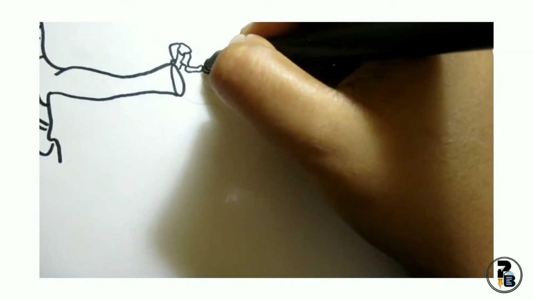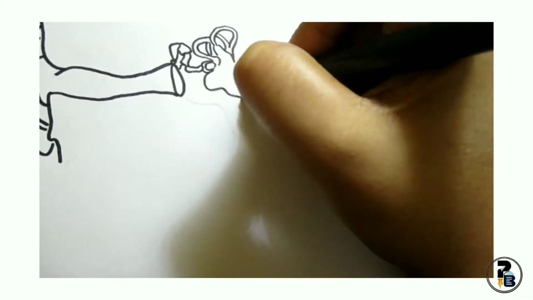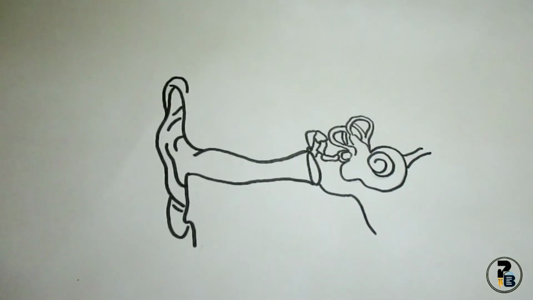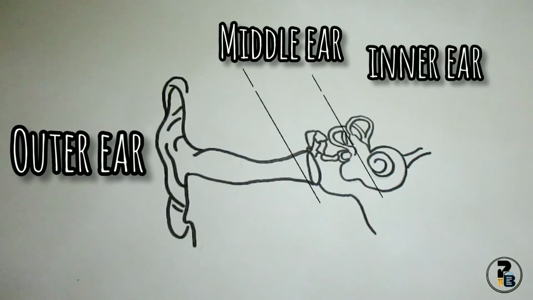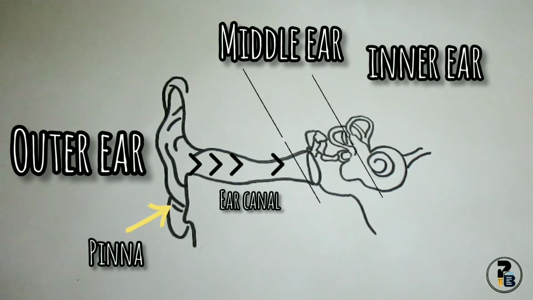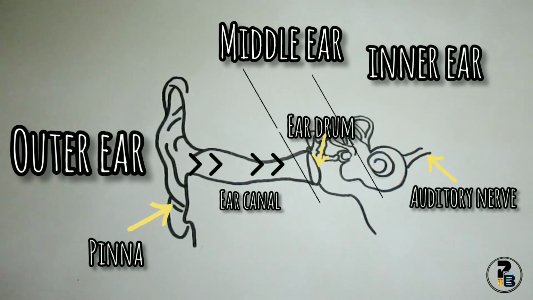The ears perform two sensory functions: hearing and maintenance of body balance. Anatomically, the ear can be divided into three major sections called the outer ear, the middle ear, and the inner ear. The outer ear consists of the pinna and external auditory meatus. The pinna collects the vibrations in the air which produce sound. The external auditory meatus leads inwards and extends up to the tympanic membrane, which is also known as the eardrum.